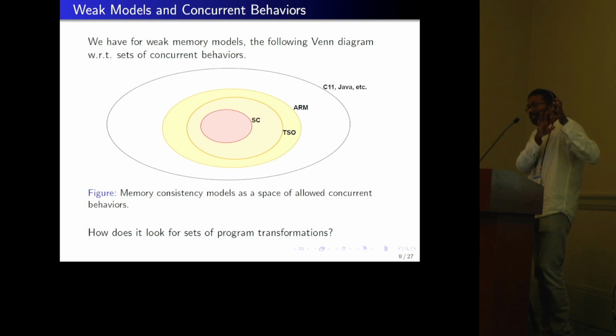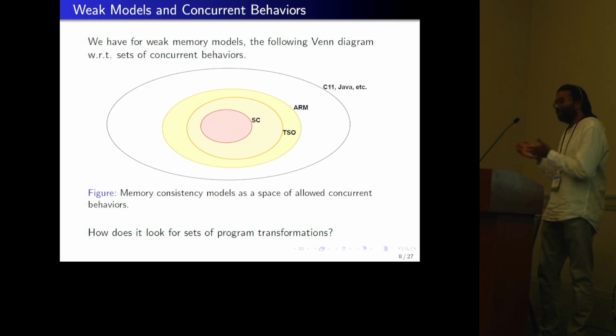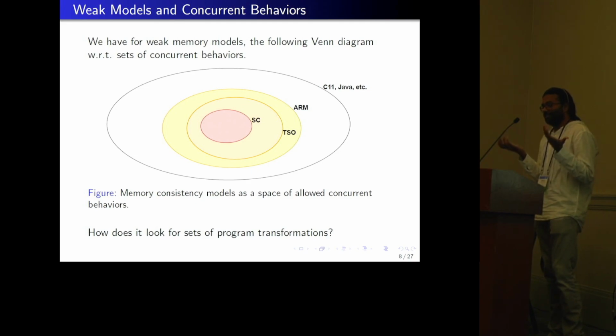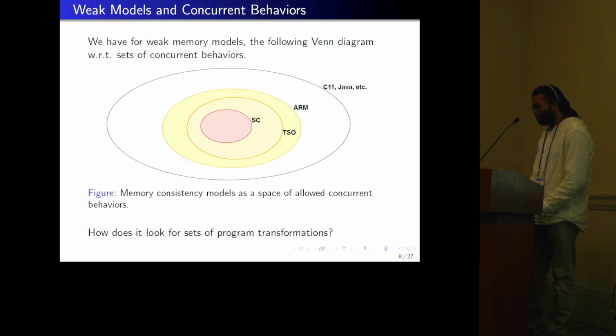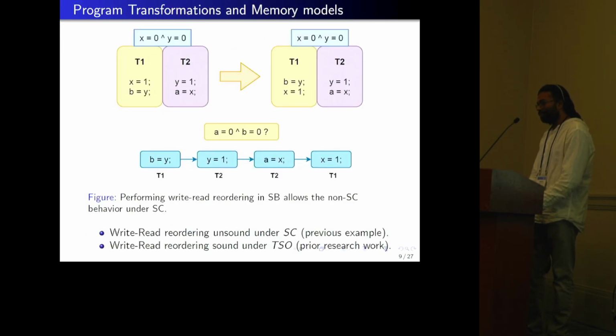To answer our main question, whether we can formalize models as a set of program transformations, we first asked how it looks for a set of program transformations. Let's take SC and TSO. But before that, we have to connect what we discussed so far to program transformations. If you look at the same example again, we can note that if we do write-read reordering of T1, so that T1's accesses are reordered, this store buffering outcome can then be justified by sequential interleaving.